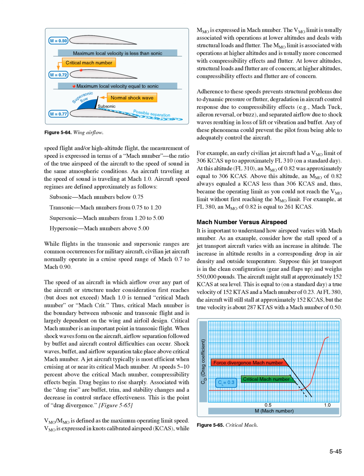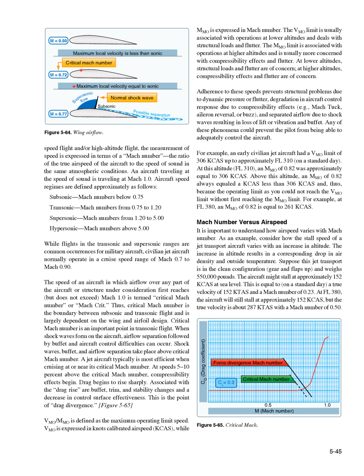For example, an early civilian jet aircraft had a VMO limit of 306 KCAS up to approximately FL 310, on a standard day. At this altitude, FL 310, an MMO of 0.82 was approximately equal to 306 KCAS. Above this altitude, an MMO of 0.82 always equaled KCAS less than 306 KCAS and thus became the operating limit, as you could not reach the VMO limit without first reaching the MMO limit. For example, at FL 380, an MMO of 0.82 is equal to 261 KCAS.